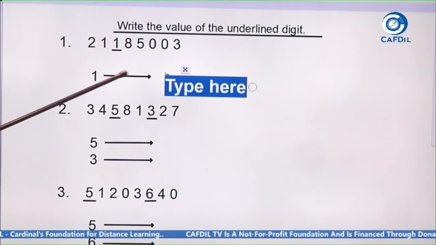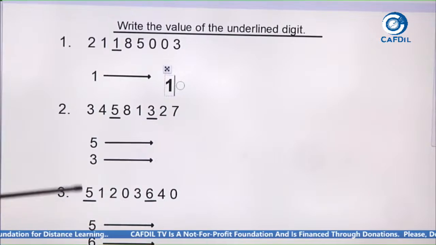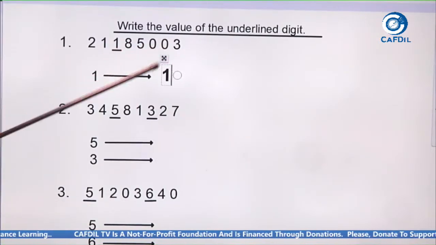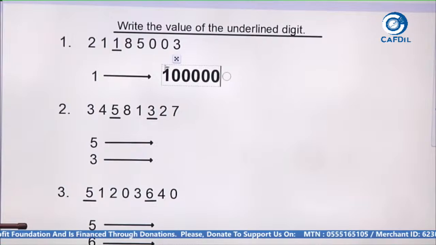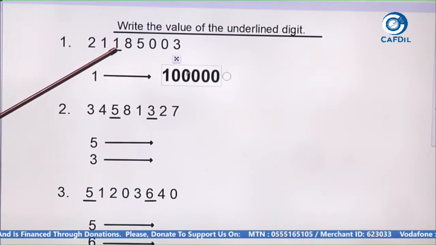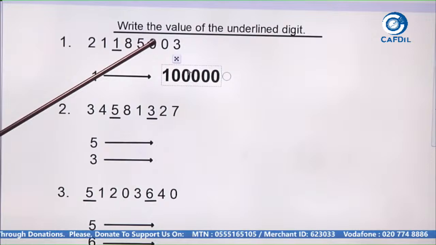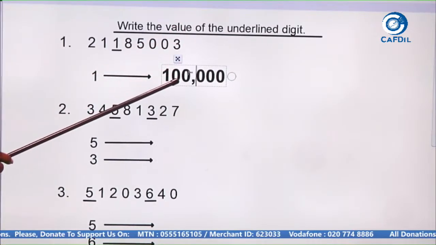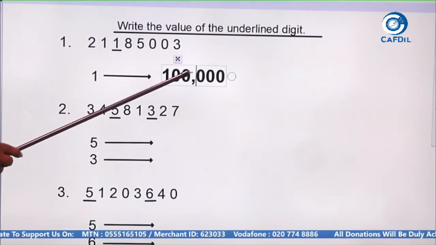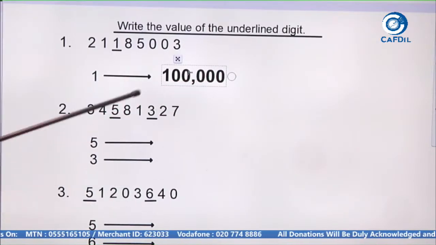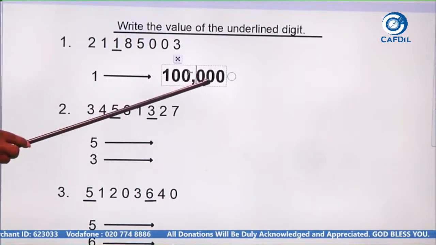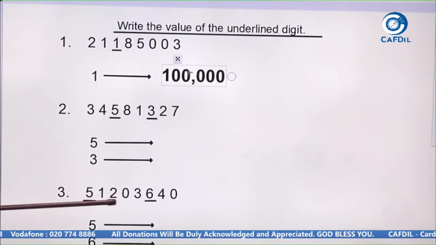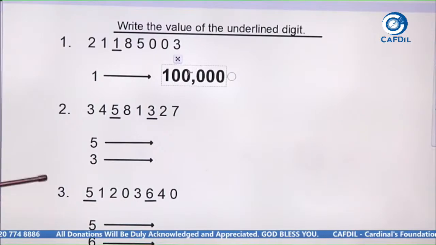So here we have 1. And assume the rest of the digits to be zeros. So if this is 1, how many zeros? 1, 2, 3, 4, 5. Let's count the zeros that we have here. 1, 2, 3, 4, 5. So what is the value? We have 100,000.